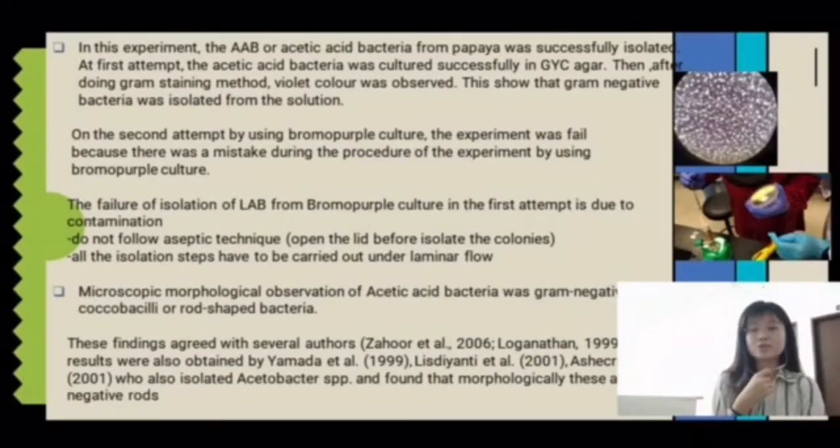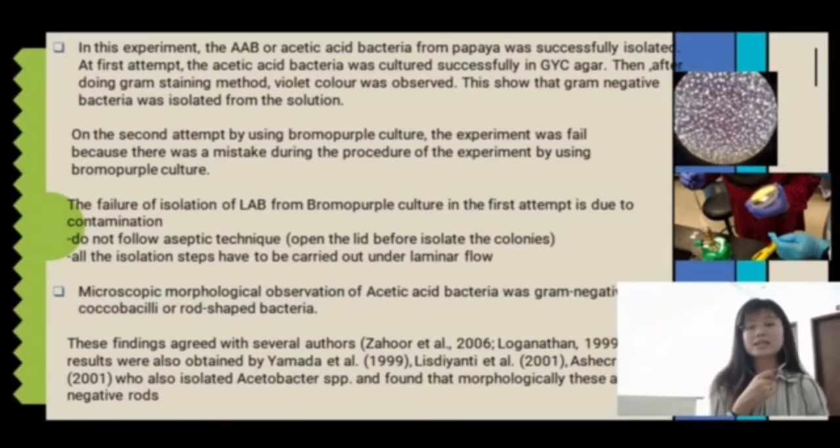For the discussion part, me and Badrul Azim will further discuss based on the results we obtained. In this experiment, we isolated the acetic acid bacteria from papaya as our sample. In the first attempt, we successfully isolated acetic acid bacteria from GYC agar or GYC media. We can identify that we successfully got the acetic acid bacteria through the gram staining, as we can observe pink colonies under the microscope, and also based on the shape and the size of the colony.